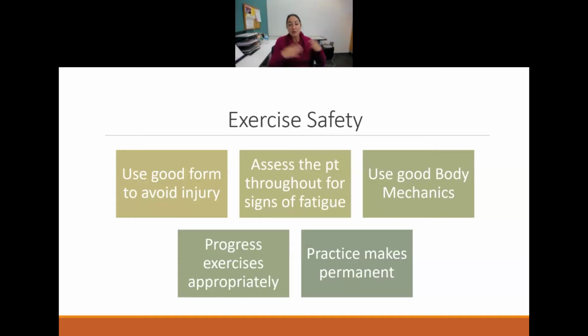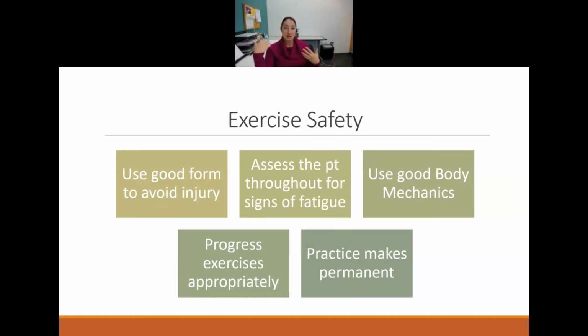So if you look over and you notice that they're really not able to do the exercise with good form anymore, then the exercise is not doing them any favors. You need to change it or stop the exercise for that time period until they recuperate, so that they can do it with good form. Use good body mechanics. We want to assess that throughout and correct it when needed. Progress exercises appropriately. Remember, it's good to have a slow and steady progression, so we don't jump from bicep curls without weight to bicep curls with 30 pounds in a week's period of time. We need to slowly build up to that in someone with an injury.